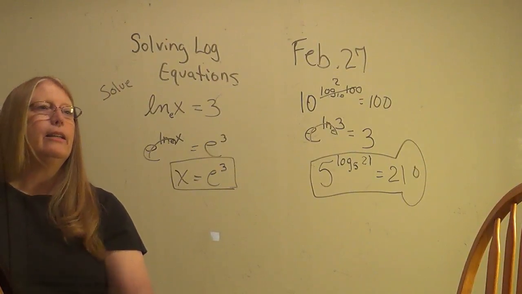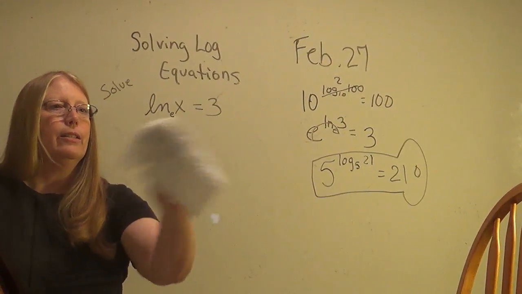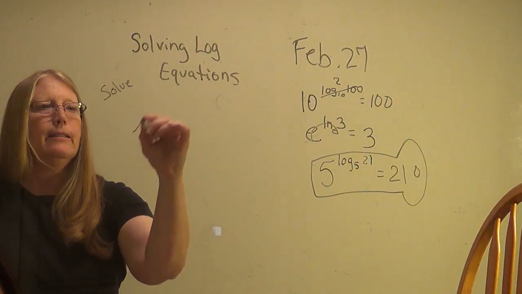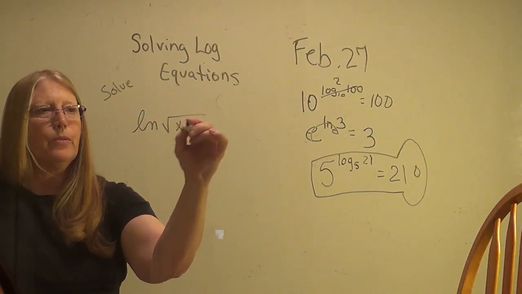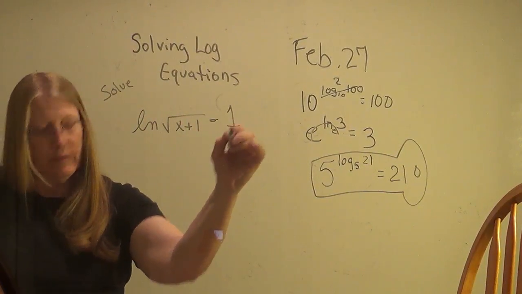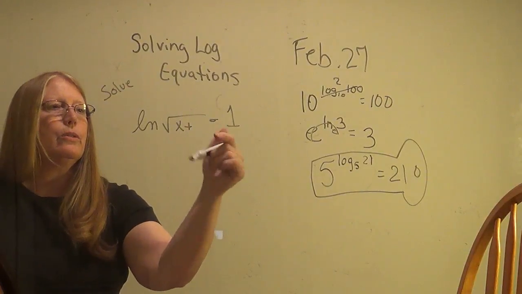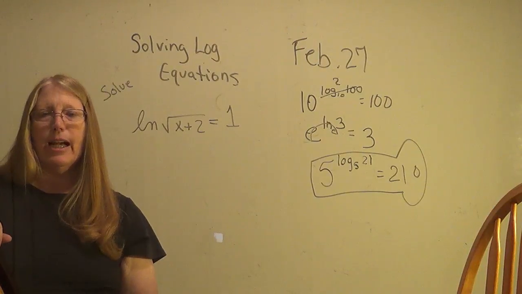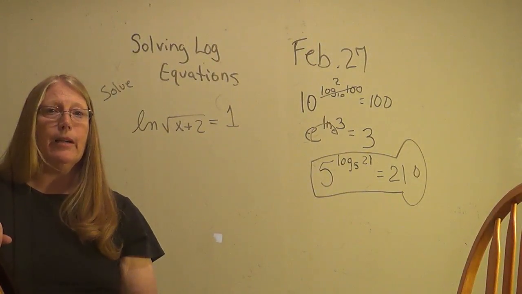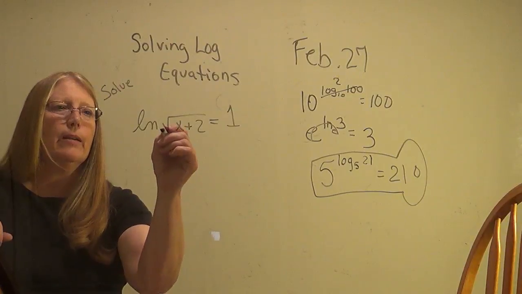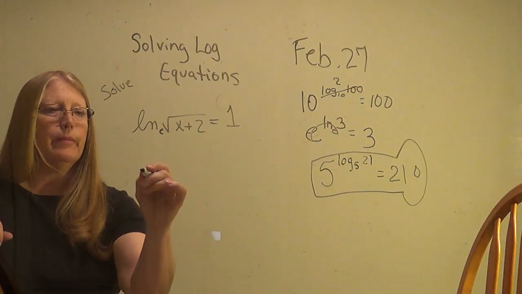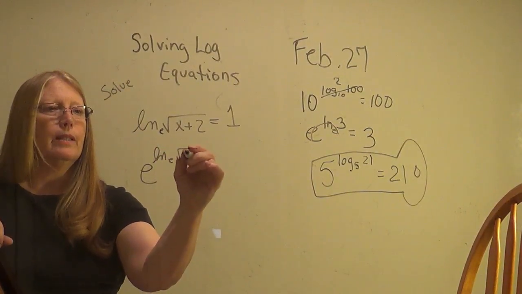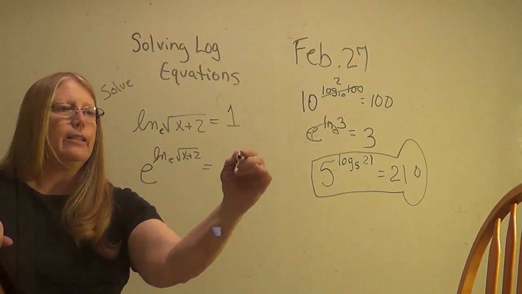Alright, let's try another log equation. And this will be ln of the square root of x plus 2 equals 1. I'm going to exponentiate each side, and those exponents are going to be on the letter e again, because I'm using a base e logarithm. e raised to this equals e raised to this.